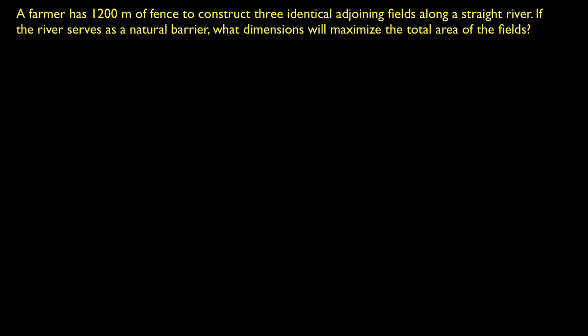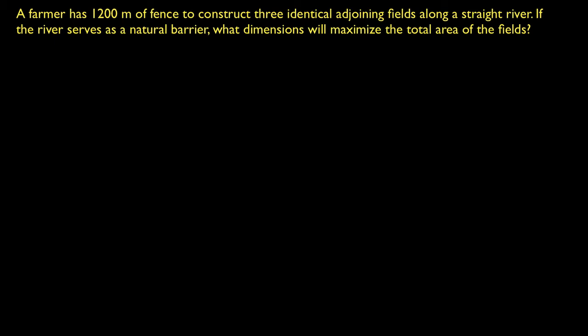This Math Talk's another video on optimization problems with quadratics. And it begins with the problem: a farmer has 1,200 meters of fence to construct 3 identical adjoining fields along a straight river. If the river serves as a natural barrier, and from that means that you don't require fencing on that side, what dimensions will maximize the total area of the fields?